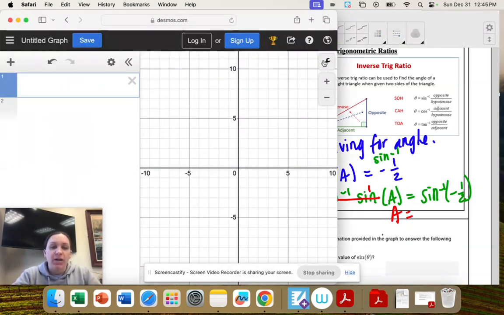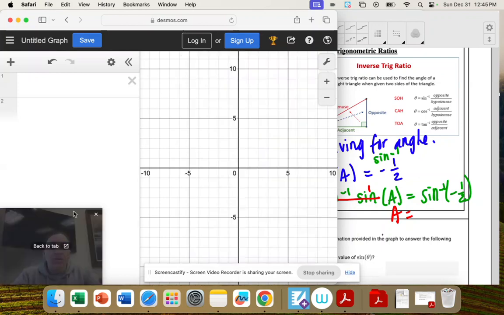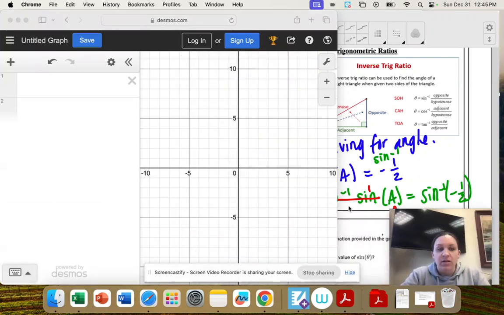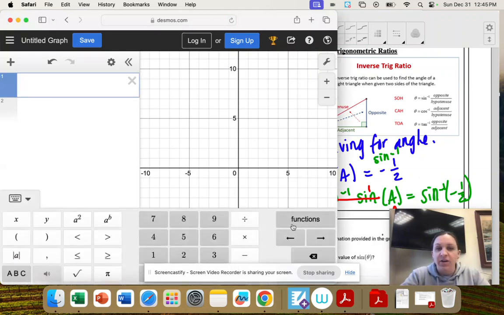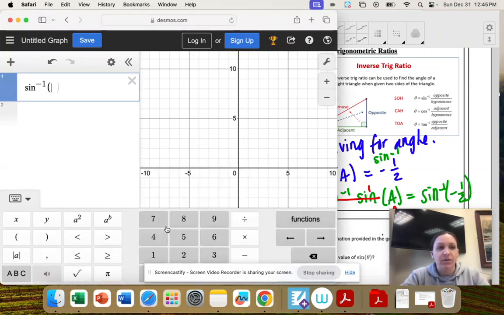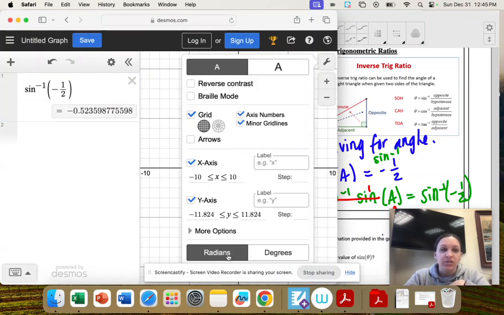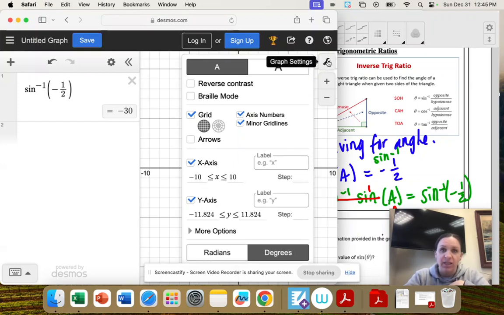So remember, whenever you're using a graphing calculator, it automatically goes to radians. You need to make sure you're in degrees. And then all of your trig functions are at the very top of functions, so all the trig, all the inverse trig. So I would do sine inverse of -1/2, and that gives me -30 degrees. If you're in radians, you're going to get a different answer. So make sure you're in degrees using that settings.